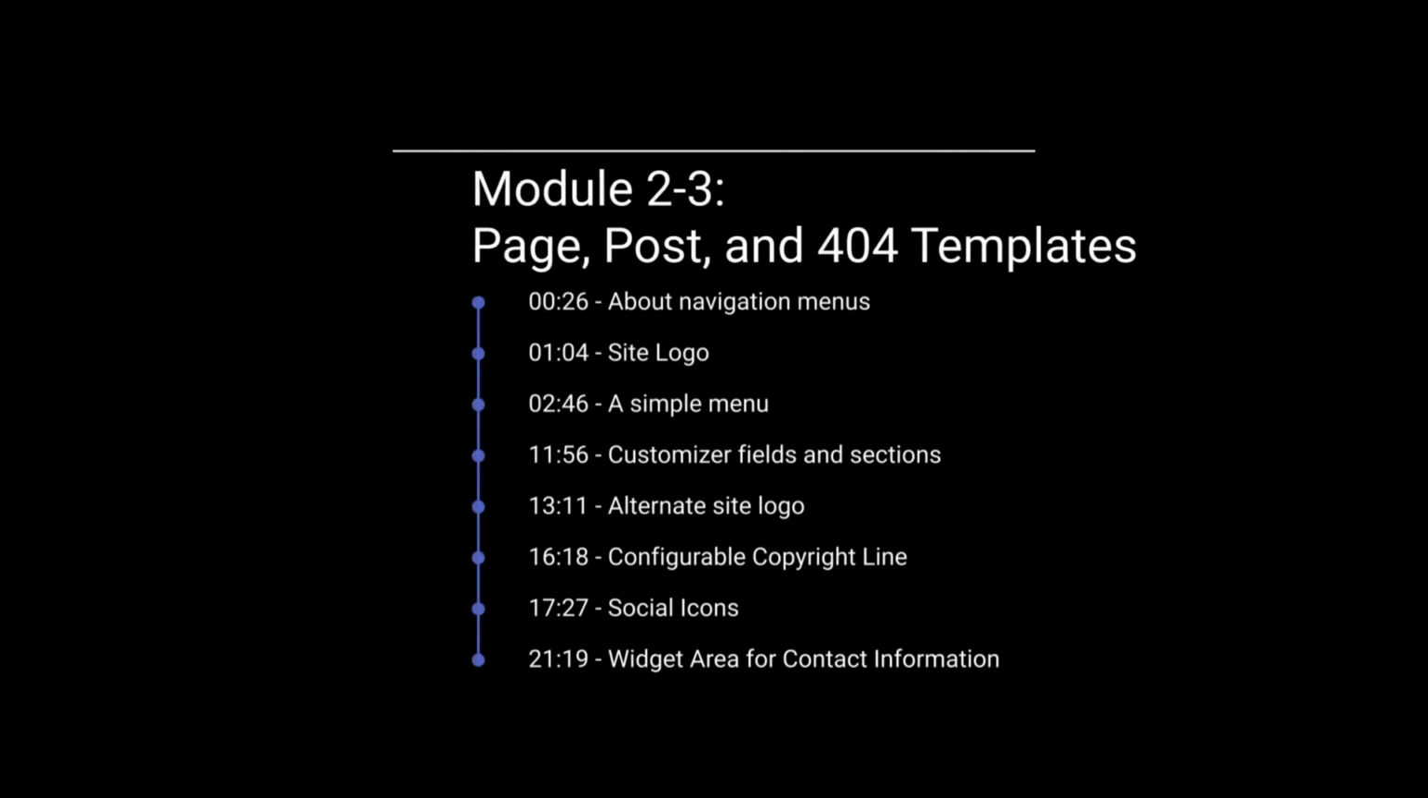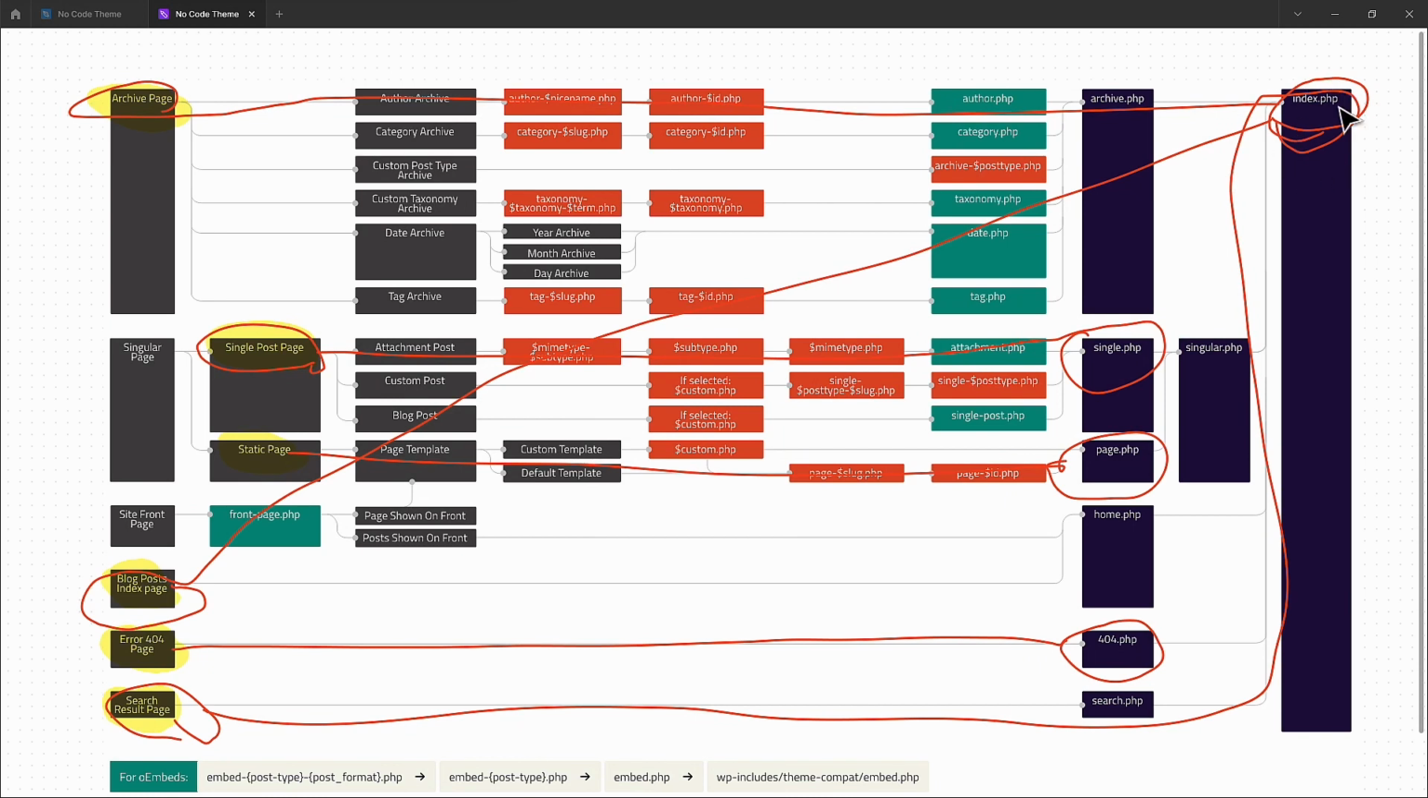Let's come back to our WP hierarchy for just 1 minute and take a look at where we are and where we need to be. So far we've done the index template, and this again is by far the most complicated one. It's going to take care of the archive page, the blog post index, the search results page, but we still need to do templates for our single post page, as well as our regular pages and the 404 page. That's what we're going to tackle in this module.